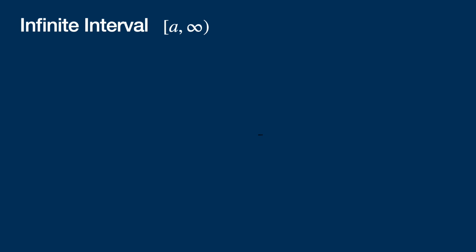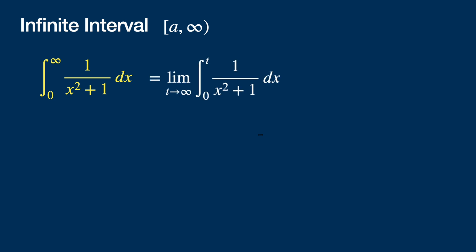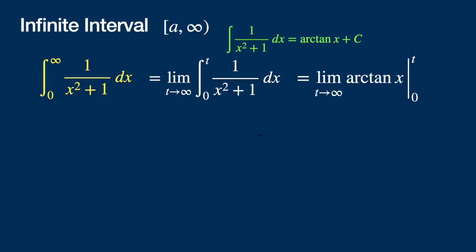Let's do one more example, guys. Let's do the integral from 0 to infinity of 1 over x squared plus 1 dx. So the definition of the improper integral is the limit as t approaches infinity, with t getting bigger, of the integral from 0 to t of 1 over x squared plus 1 dx. Guys, remember the antiderivative of 1 over x squared plus 1 is arctangent x. Let's evaluate the antiderivative, arctangent x, from 0 to t, so plug in there.